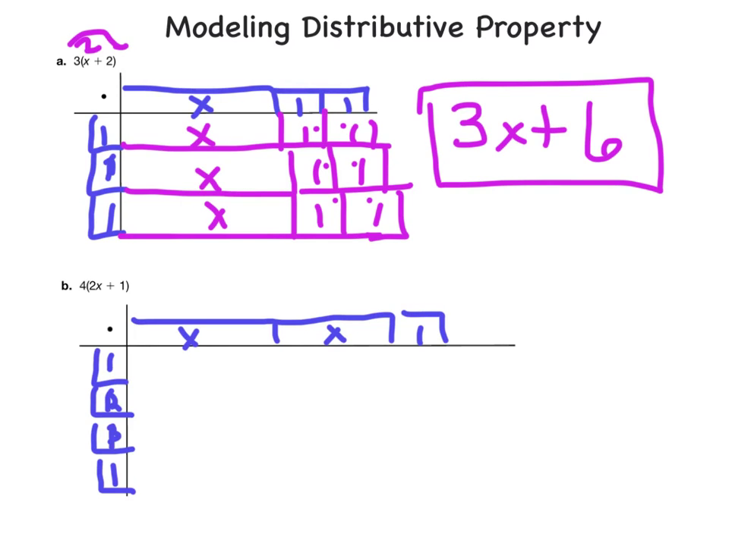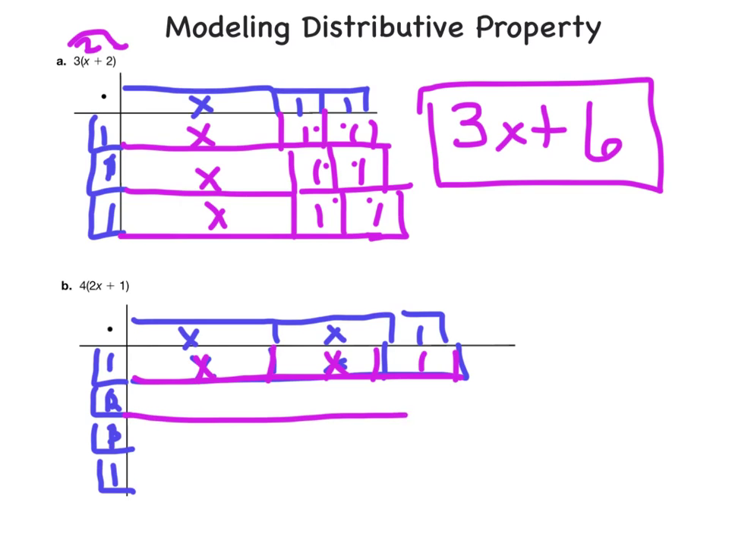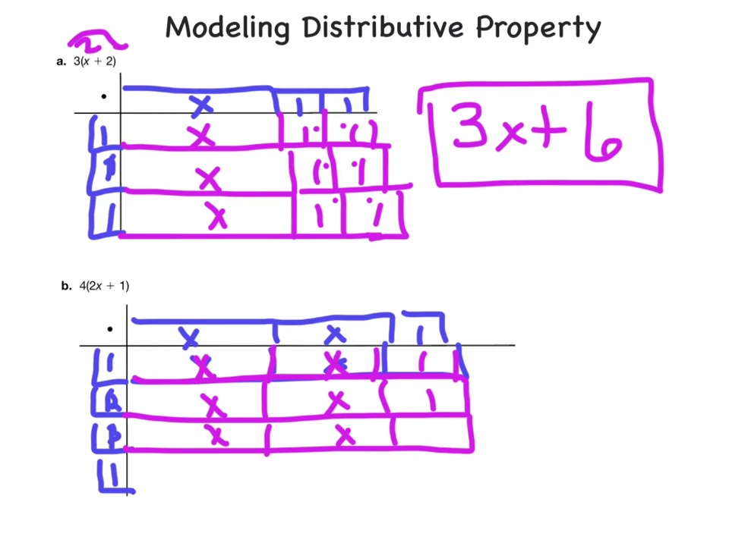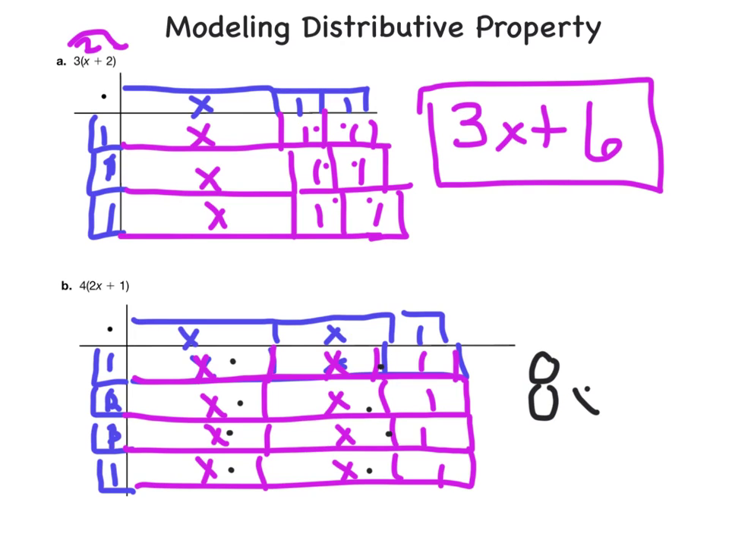So then I'm going to redraw this every time. So x, x, and actually I'm going to switch colors so I know what's the inside. So x, x, 1. x, x, and a 1. And x, x, and a 1, and x, x, and a 1. So then if I'm looking at the inside of my purple, I see I have 1, 2, 3, 4, 5, 6, 7, 8 x's. And then I have 1, 2, 3, 4 1s. So I have a total of 8x plus 4.